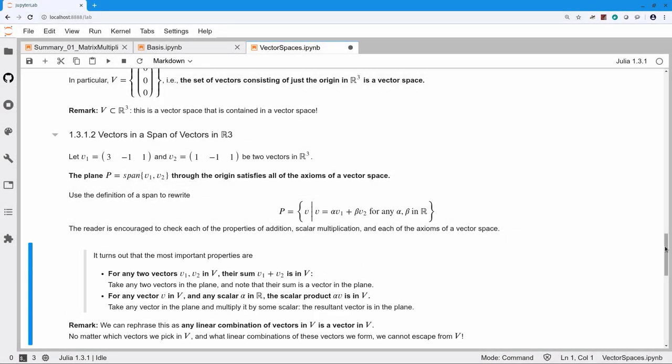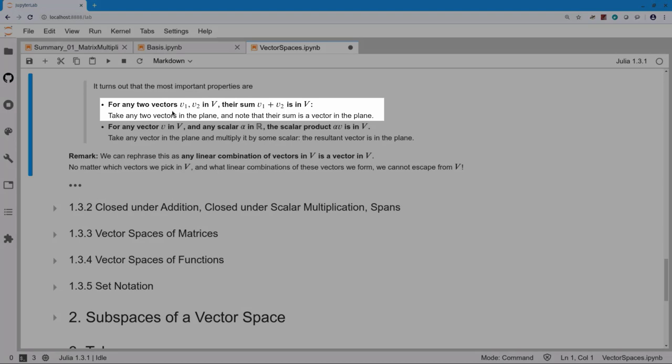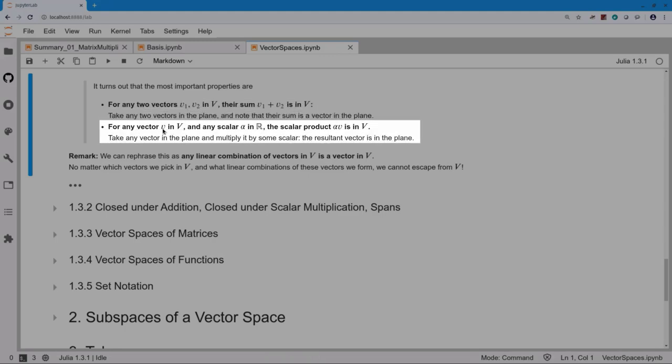Okay, so now that you're back, you may have noticed that there was something important that you had to check, namely that if I take any two vectors, v1 and v2, inside my vector space, so any two vectors in my plane, their sum must also be in the vector space. The sum of two vectors in the plane must be in the plane. Similarly, scalar product: if I take any one vector in my vector space and any one scalar, that scalar product must be in V. So if I take any one vector in my plane and I multiply it by some scalar, the result is indeed a vector in the plane.